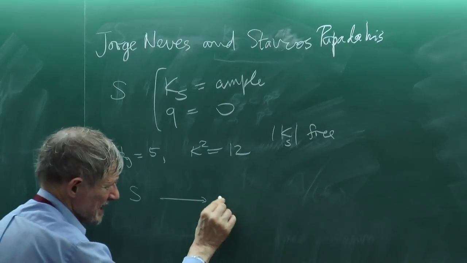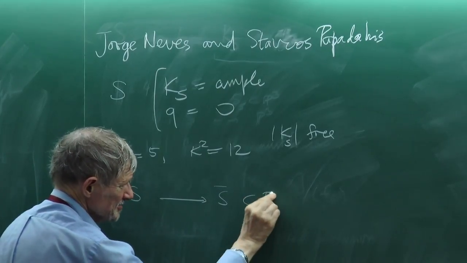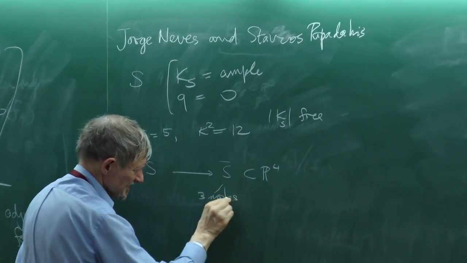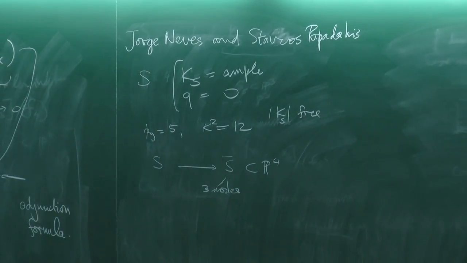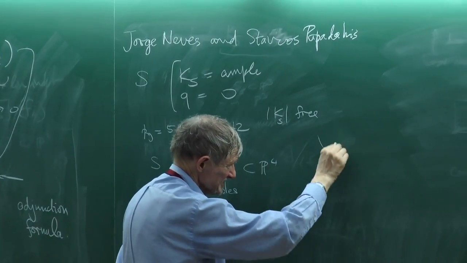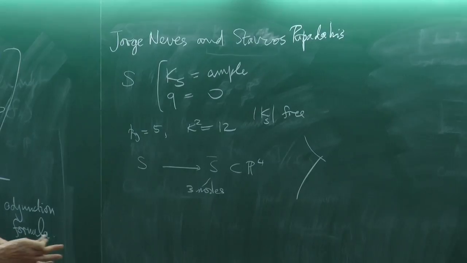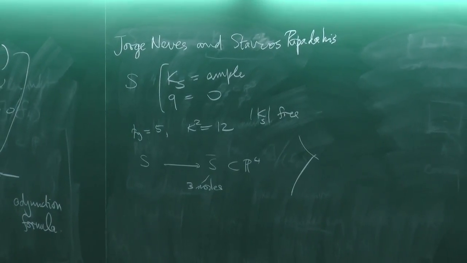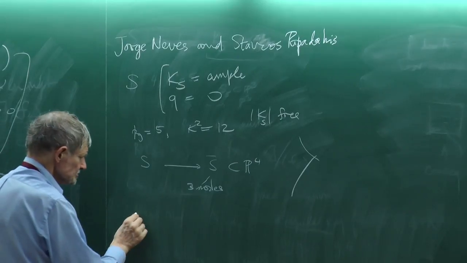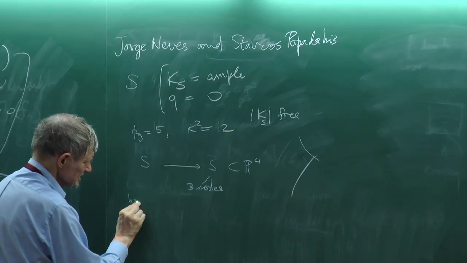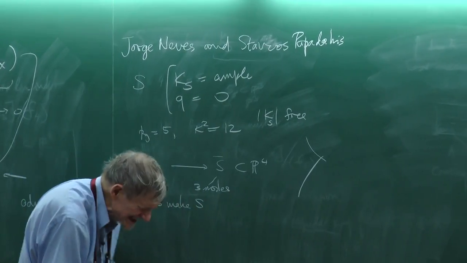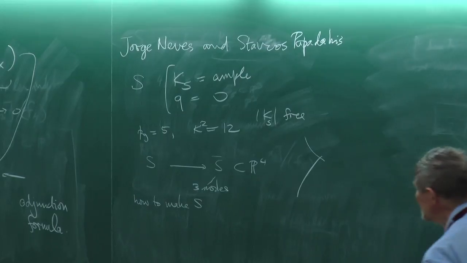Right, so this probably maps to S bar in P4, and this probably has three nodes, virtually non-existent double points, as the Italians used to say. So three of these points where two surfaces cross absolutely transversally, crossing at one point. The image is not Cohen-Macaulay, and so on. So how to make S? How to make any single example of S?